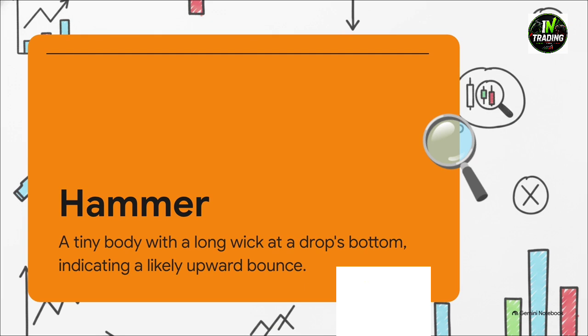A hammer has a tiny body at the top and a really long wick pointing straight down. I mean, it literally looks like a hammer. It tells us that sellers pushed the price way down, but buyers fiercely rejected that drop and pushed it all the way back up. And here's a crazy fun fact. Whether that hammer candle is green or red doesn't actually matter. The shape alone at the bottom of a downtrend is the signal. The inverted hammer is just that same shape turned upside down, and it means the exact same thing.